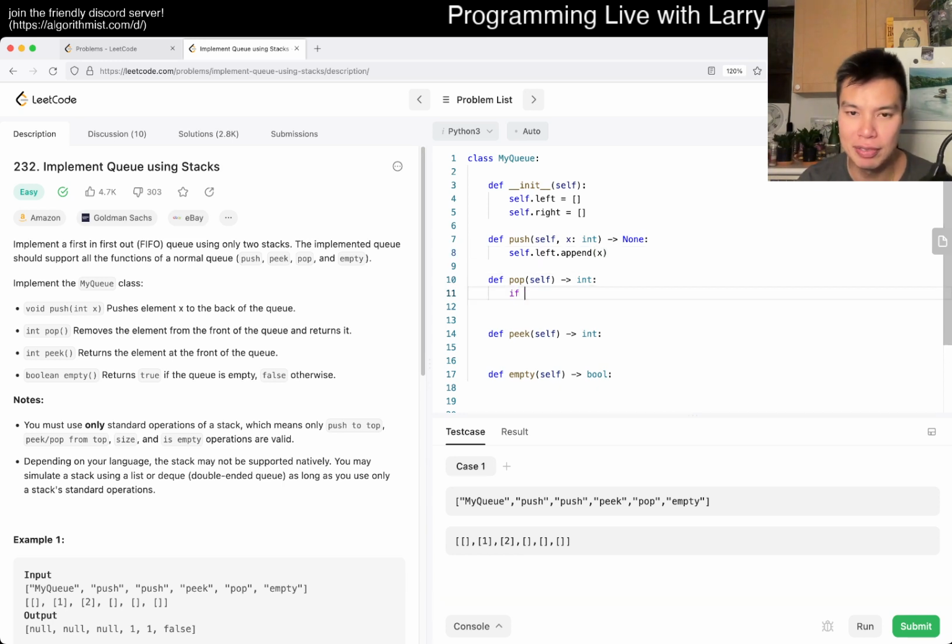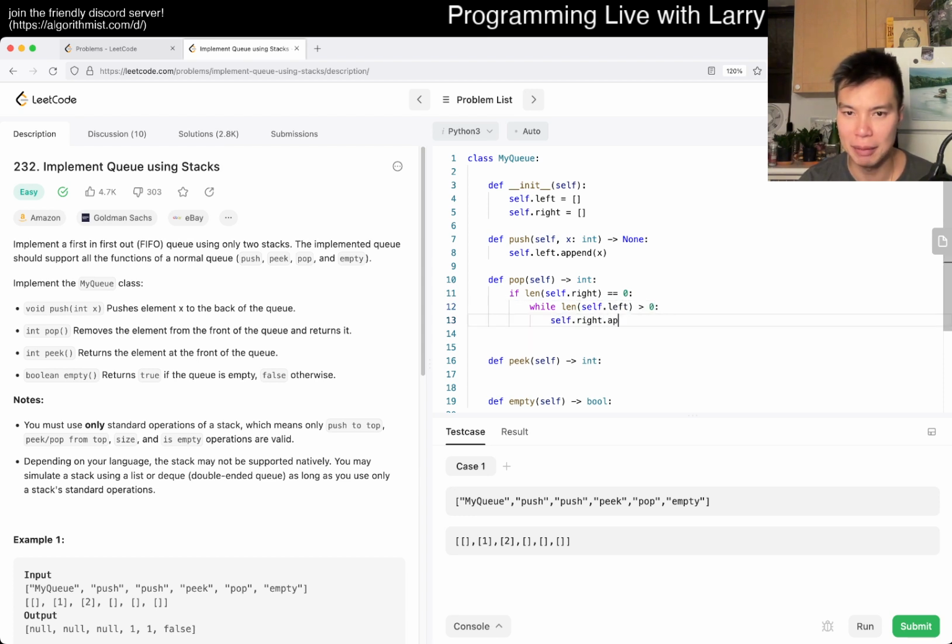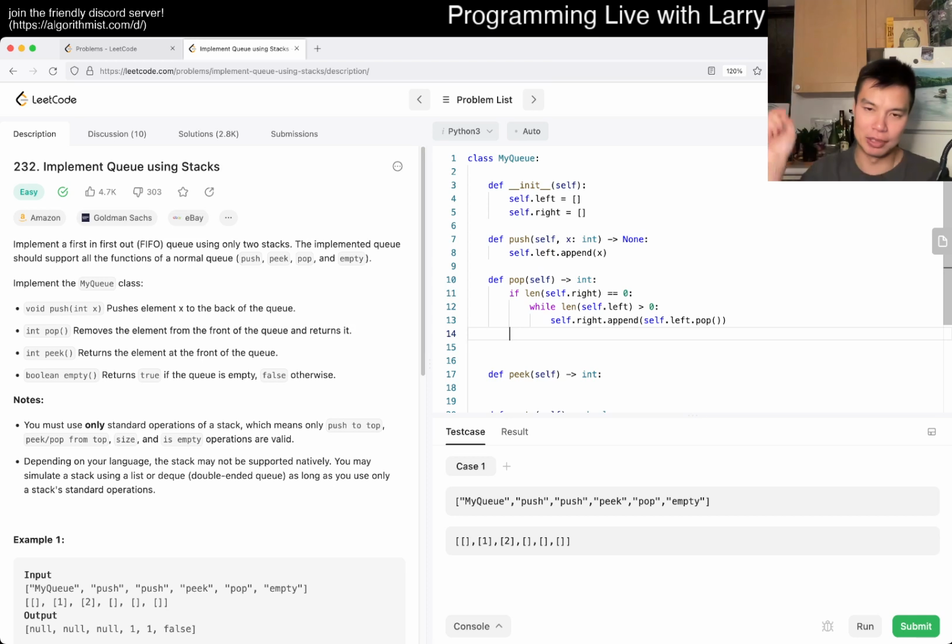So if the length of self.right is equal to 0, then while the length of self.left is greater than 0, self.right.append(self.left.pop()), right? Basically now you're popping everything to put in the front, and then we return self.right.pop(), right?